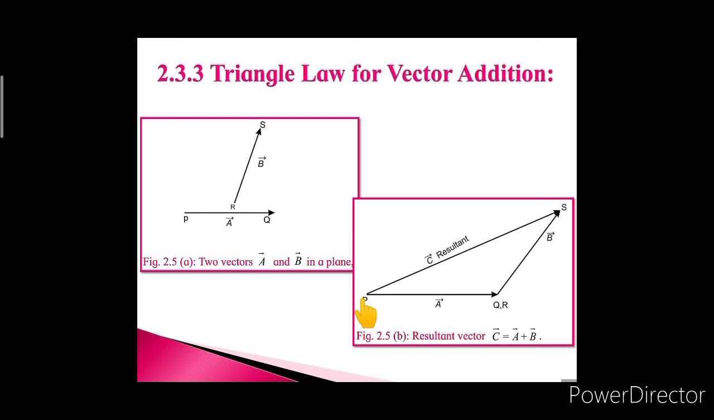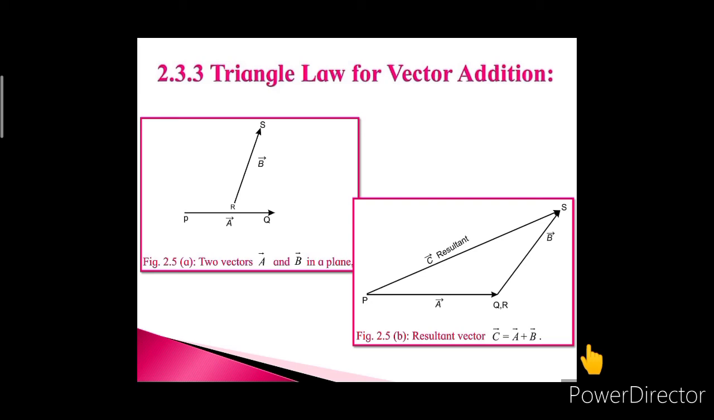Point P is nothing but the starting point of vector A, and point S is the end point of vector B. So the resultant is directed from point P to point S, and the resultant vector is given as vector C equals vector A plus vector B.